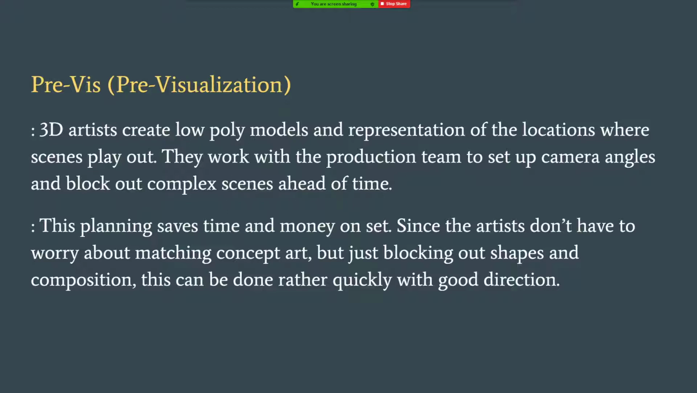So previs, in a way, is very similar to an animatic. But think of pre-visualization as the 3D version of your animatic, more developed. The 3D artist creates low-quality models and representations of the location where the scenes play out. Then they work with the production team to set up the camera angles and block out the complex scenes or timing. So once again, it's a pre-planning stage, right?